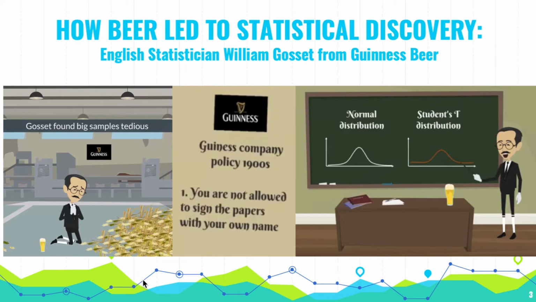In his work as a statistician at Guinness Beer, Gossett found taking big samples really tedious, and he wanted to invent a new way to do statistical work without having to take massive samples and use the normal distribution. However, Guinness did have a company policy in the 1900s that you weren't allowed to sign any academic papers you wrote with your own name. So instead, whenever William Gossett was doing statistical work, he always signed his papers as Student, which is why we call the t-distribution Student's t-distribution. It's our way of thanking William Gossett.